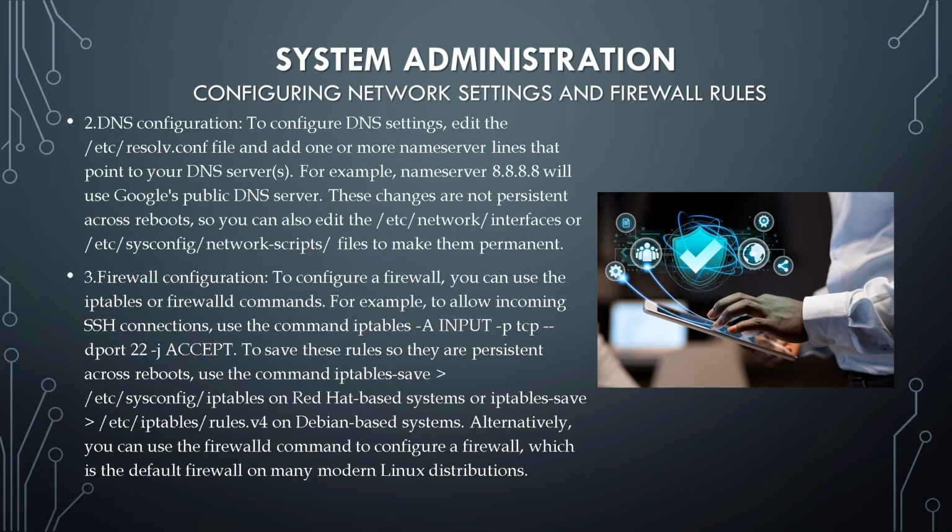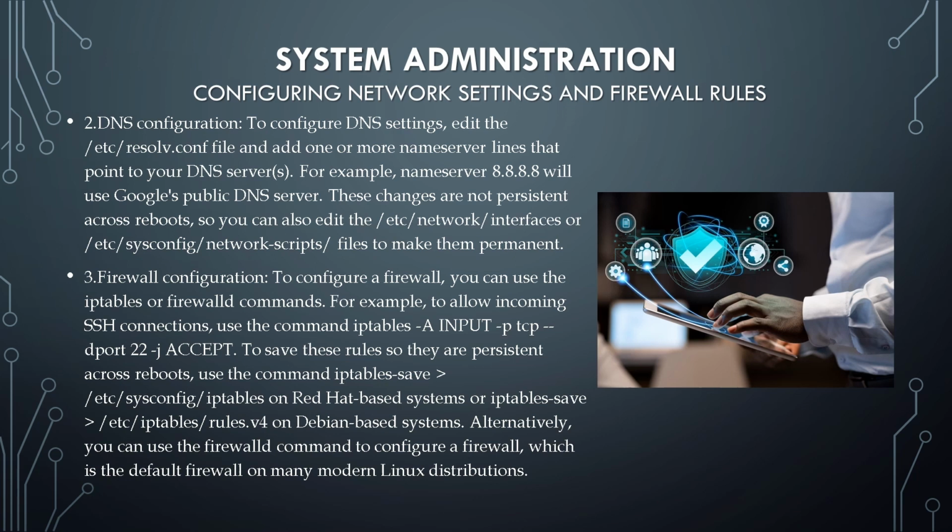2. DNS configuration. To configure DNS settings, edit the /etc/resolv.conf file and add one or more nameserver lines that point to your DNS server or servers. For example, nameserver 8.8.8.8 will use Google's public DNS server. These changes are not persistent across reboots, so you can also edit the /etc/network/interfaces or /etc/sysconfig/network-scripts files to make them permanent.